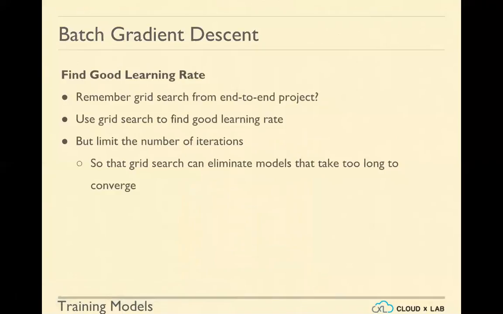Okay, now first of all, to find a good learning rate, we use the grid search from the end-to-end project, right? The one where we discussed grid search. But we limit the number of iterations so that grid search can eliminate models that take too long to converge. If the iterations are just too many, then each of the models would take a long time, and therefore we limit the iterations.